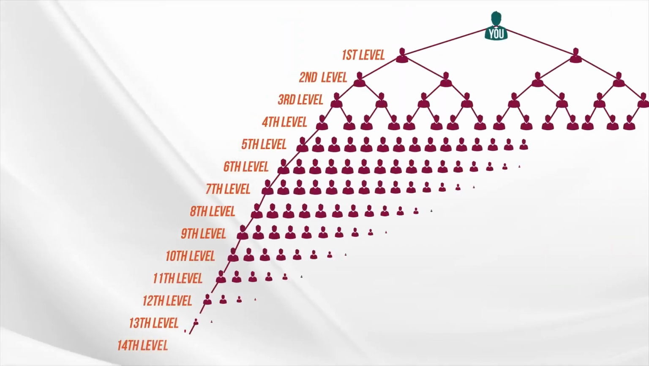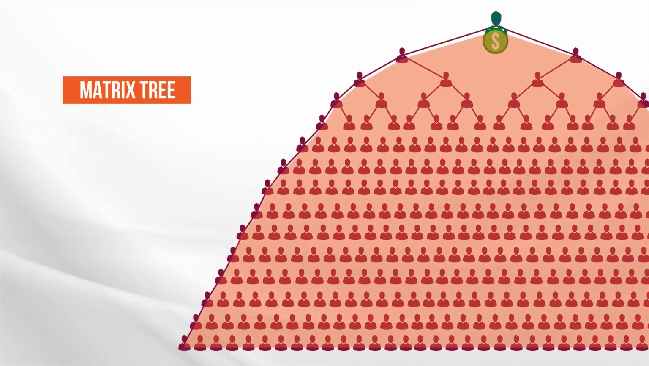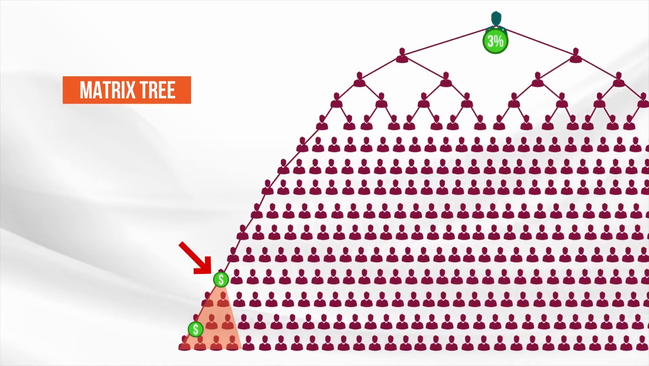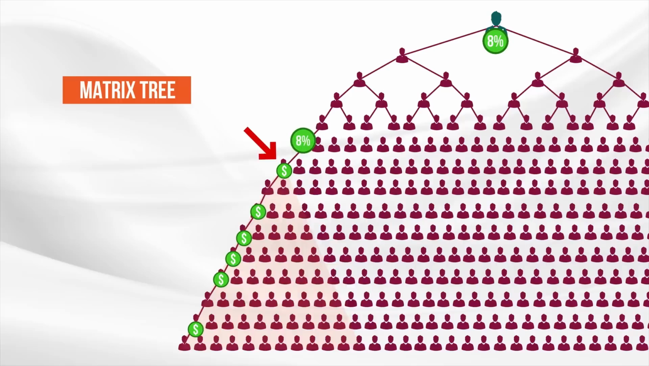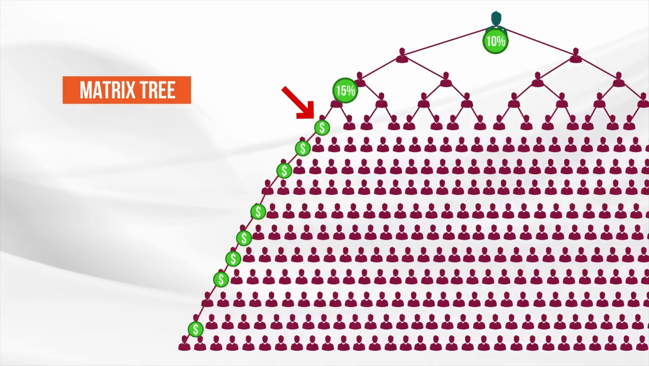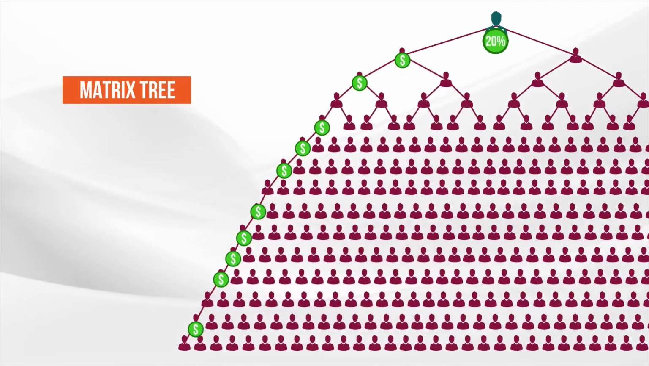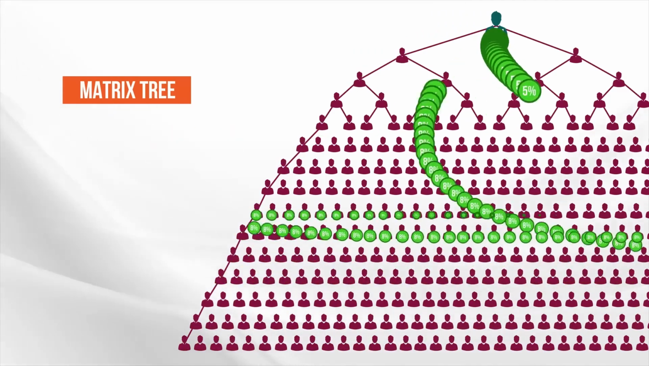Look at this person on your 14th level in your matrix. You're already getting paid on them in your matrix. Plus, you match this person's matrix that also has this person in it. This person's matrix, who also has this person in it. This person's matrix, and so on, which means you are literally getting paid on this one person 11 times. Yeah, the matching bonuses are huge.